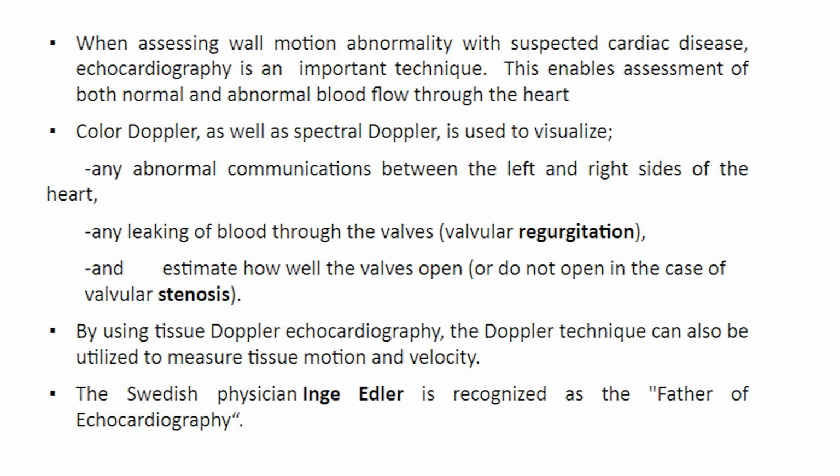Color Doppler as well as spectral Doppler is used to visualize any abnormal communications between the left and right sides of the heart, any leaking of blood through the walls, that is called valvular regurgitation, and estimate how well the valves open or do not open in the case of valvular stenosis. By using tissue Doppler echocardiography, the Doppler technique can also be utilized to measure tissue motion and velocity.